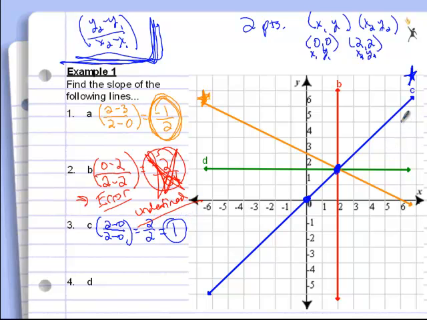Line C has a slope of 1, meaning it increases 1 and runs 1. It goes up 1 and over 1, up 1 and over 1, up 1 and over 1. And you might be saying, Mr. Gentry, I'm able to see that just from the graph. Congratulations. If I gave you 2 points but no graph, you still need to be able to do the formula.